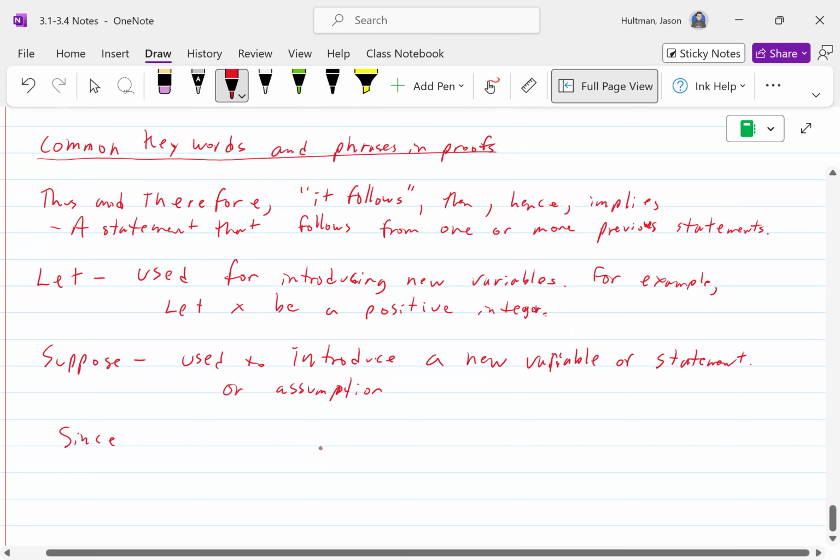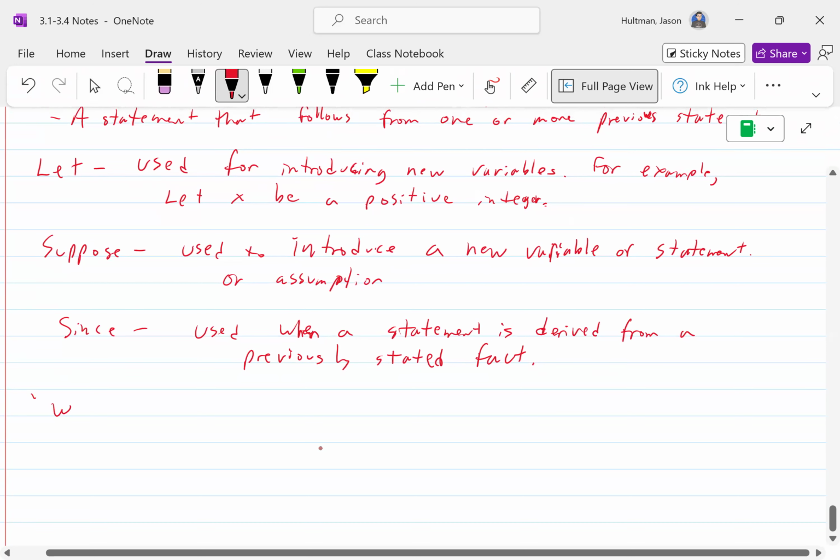Okay, since is like building a bridge. Okay, this is used when a statement is derived from a previously stated fact. The phrase "we will prove" or "we will show," okay, indicates where the proof is heading. Kind of foreshadowing where the proof is heading.